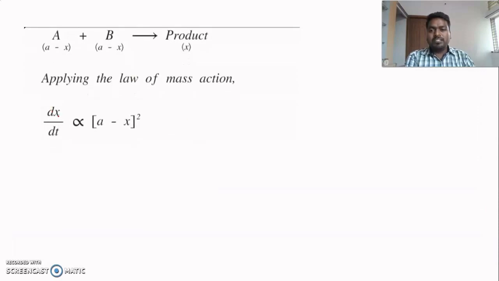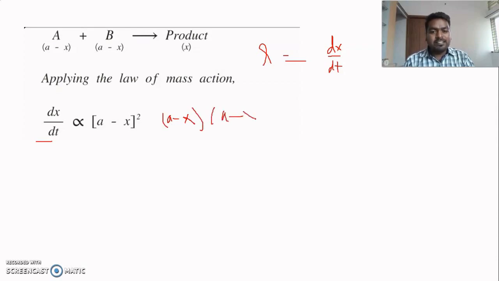So after applying the law of mass action, that is the rate of a reaction. Rate of a reaction is the change in concentration of a product with respect to time, mathematically indicated as dx/dt. So dx/dt is proportional to (a minus x) into (a minus x), because a minus x is the concentration of A, and a minus x is also the concentration of B. Both concentrations are equal. That's why (a minus x) whole square.